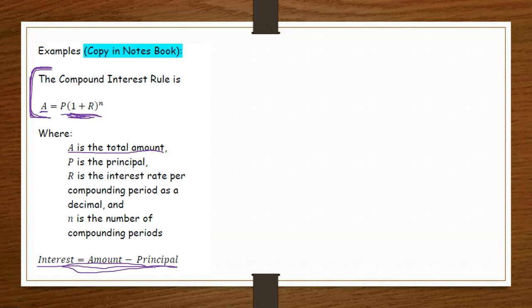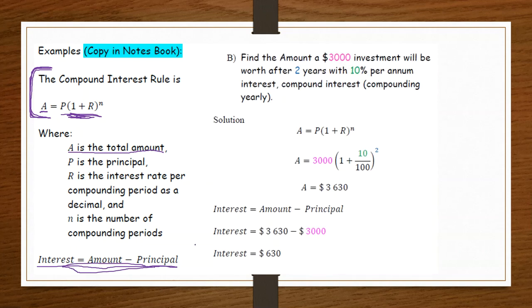So we'll look at the previous example, but using the rule. So we've got 3,000 invested for 2 years with 10% per annum interest. So if we use this rule, we go straight to the amount. 3,000, 1 plus 10 over 100 squared.